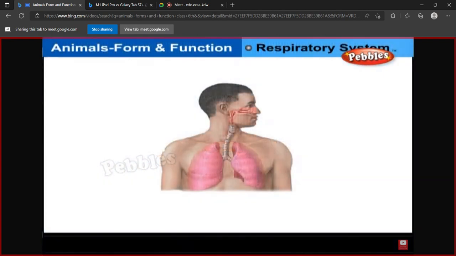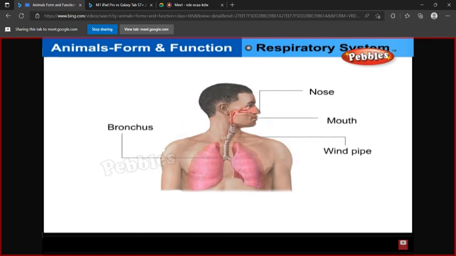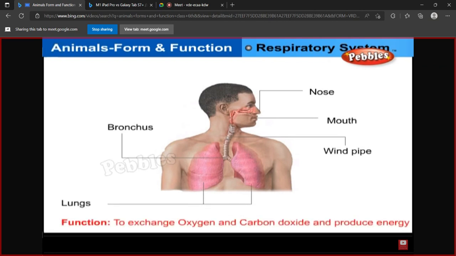Respiratory system. Parts of the respiratory system are nose, trachea, windpipe, bronchi, singular bronchus, and lungs. Function: to exchange oxygen and carbon dioxide and produce energy.